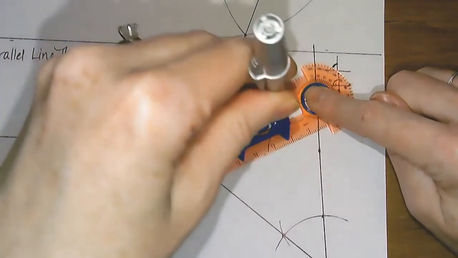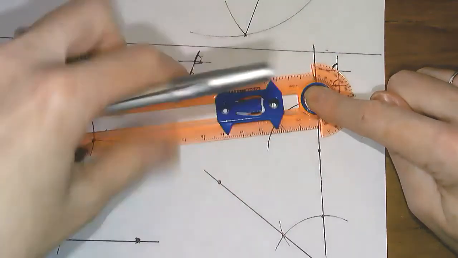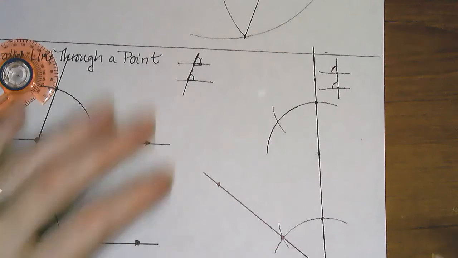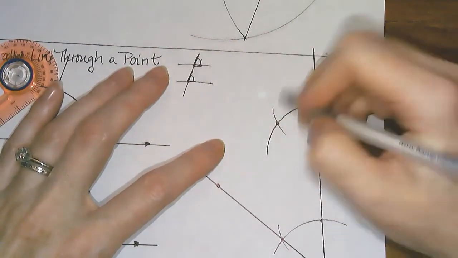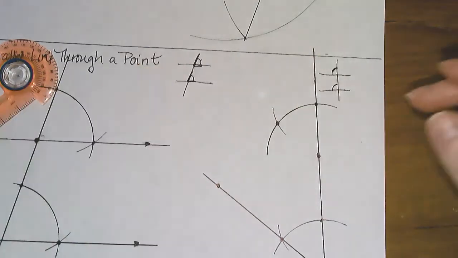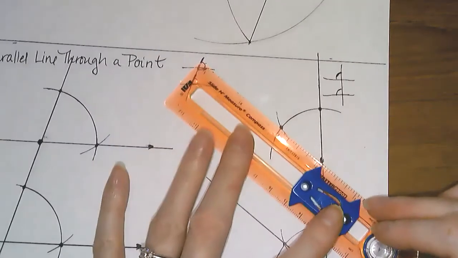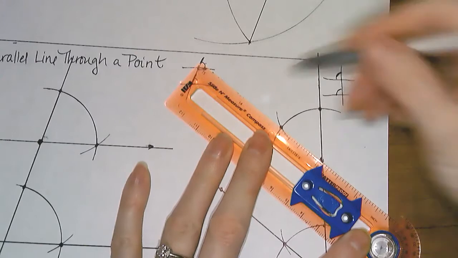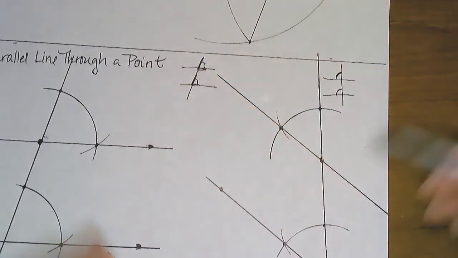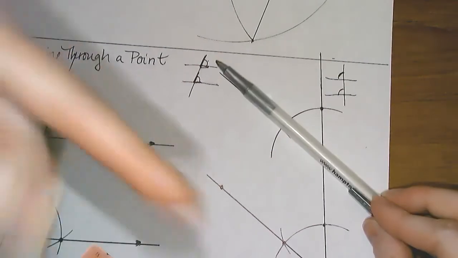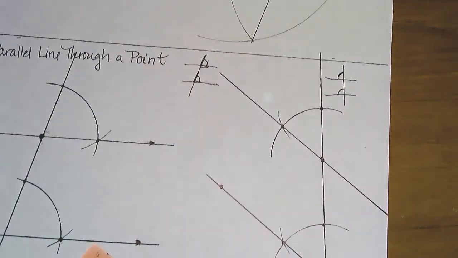Draw another arc so it intersects that measurement arc that you used before. X marks the spot. So again, our original point was here. Our new intersection point is here. So those are the two that I want to connect to make a straight line. And lo and behold, there's my parallel line to my original.